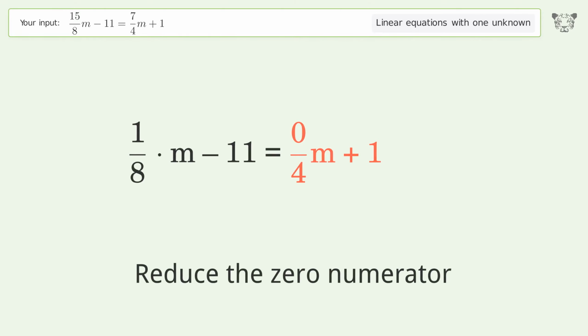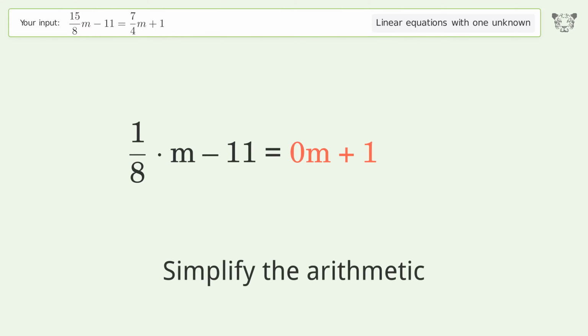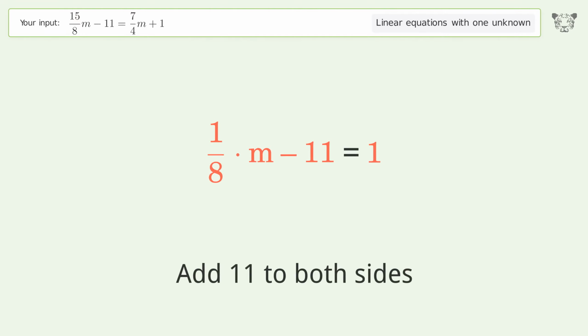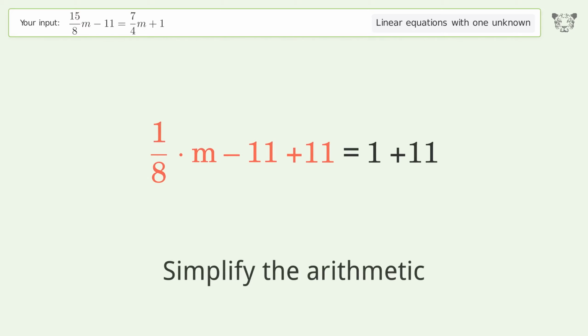Reduce the zero numerator. Simplify the arithmetic. Group all constants on the right side of the equation. Add 11 to both sides. Simplify the arithmetic.